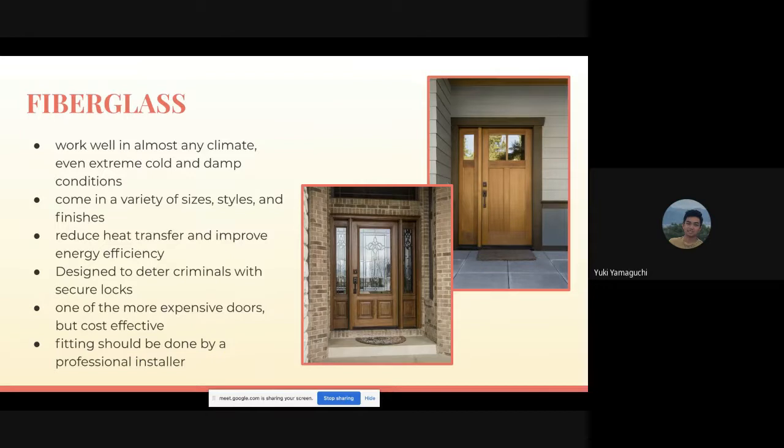For the fourth one, we have fiberglass. It works well in almost any climate, even extreme cold and damp conditions. It comes in a variety of sizes, styles, and finishes. It reduces heat transfer and improves energy efficiency. And it is also designed to deter criminals with secure locks. It is one of the more expensive doors, but it is also cost effective because there is less maintenance needed compared to the others. Fitting should also be done by a professional installer because it is quite heavy.